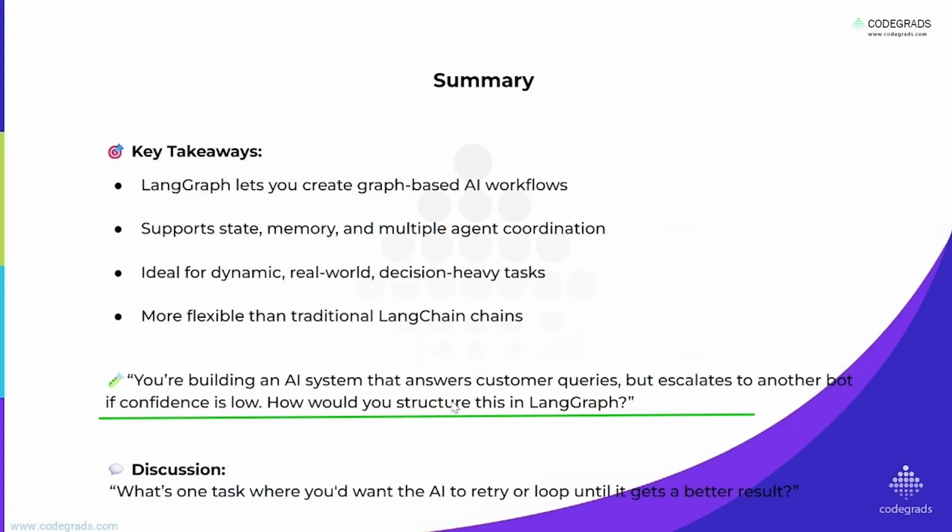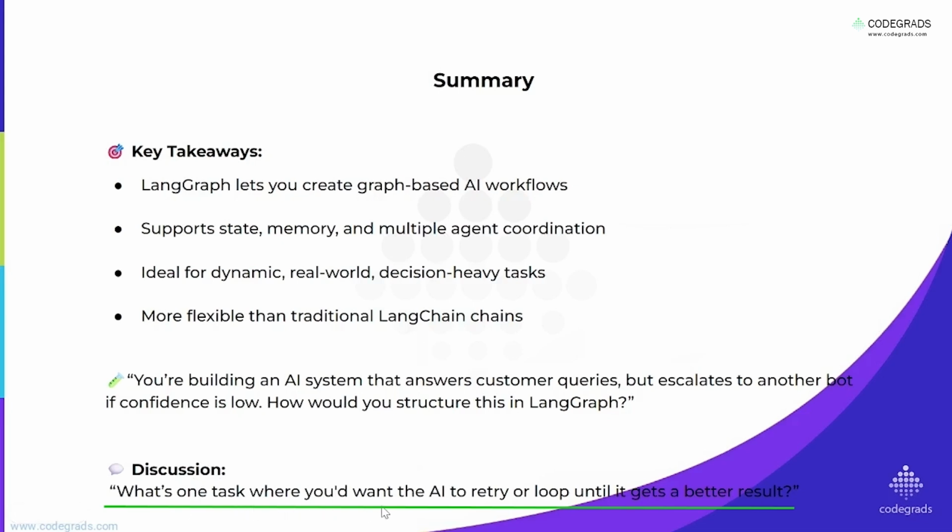Now, you are building an AI system that answers customer queries but escalates to another bot if its confidence is low. How would you structure this in LangGraph? I need you to build an AI system which answers customer queries, and according to the problem statement, apply it to your own use case and structure the graph. Now the question: what is one task where you would want the AI to retry or loop until it gets a better result? Discuss this among yourselves and also research this question, and we'll discuss it in the next section. We'll now move towards the implementation part of LangGraph.